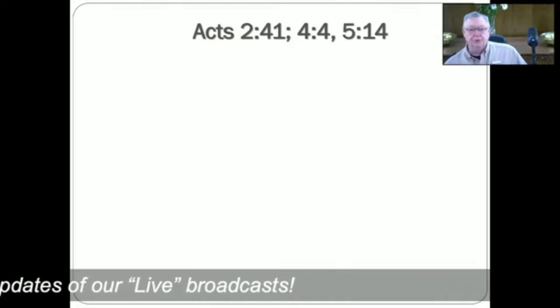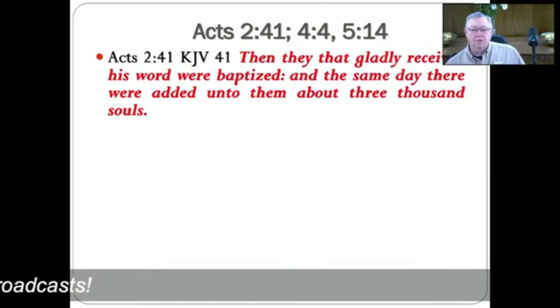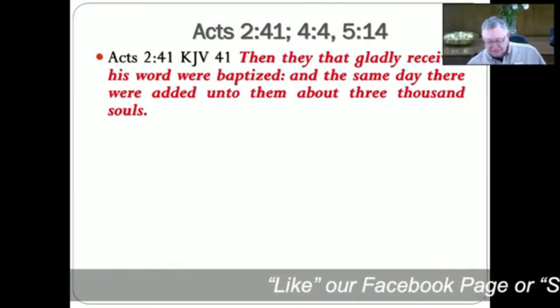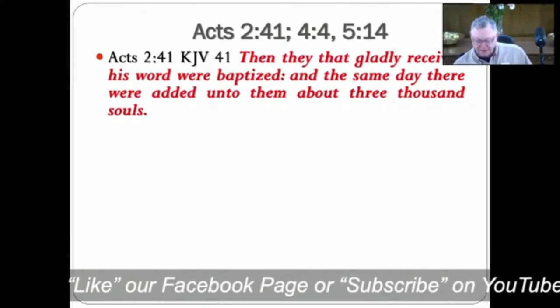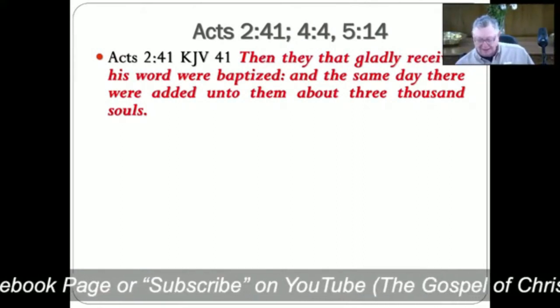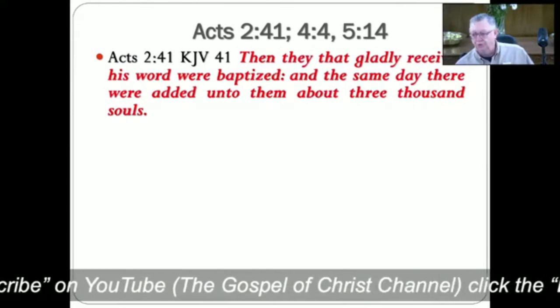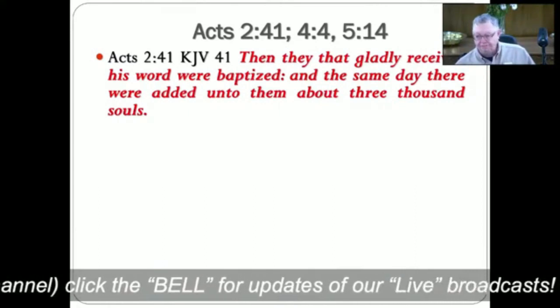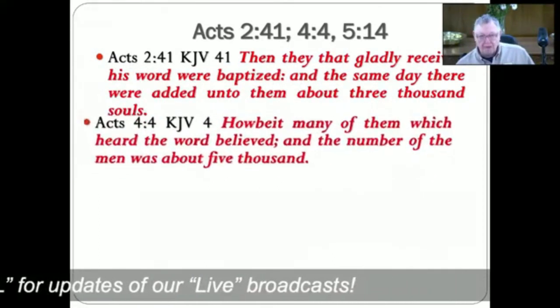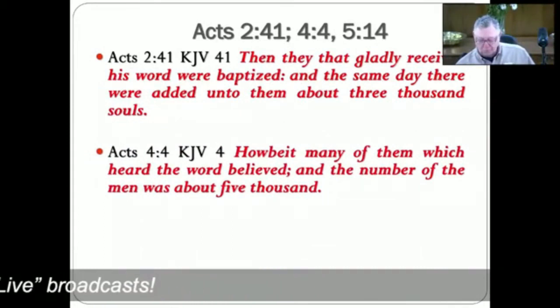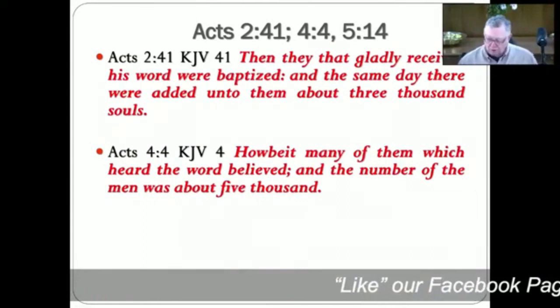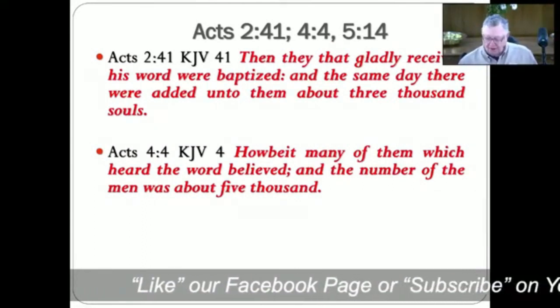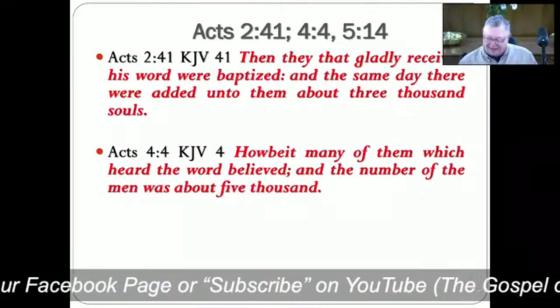Acts chapter 2, verse 41. Then they that gladly received his word were baptized, and the same day there were added unto them about 3,000 souls. This was the day of Pentecost. Acts chapter 4 and verse 4. Howbeit, many of them which heard the word believed, and the number of the men was about 5,000.